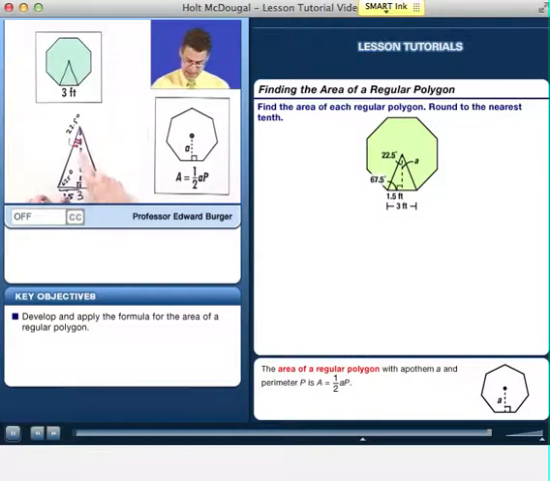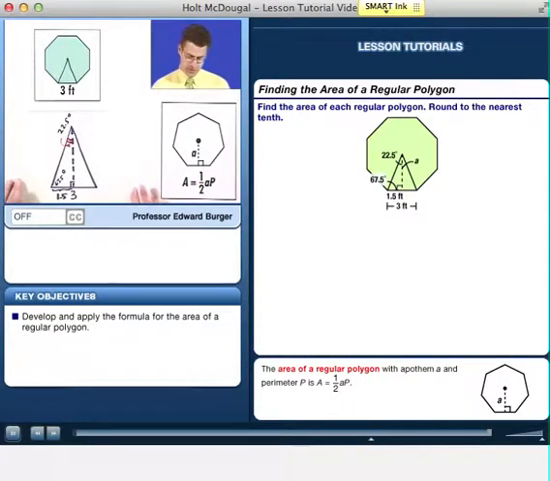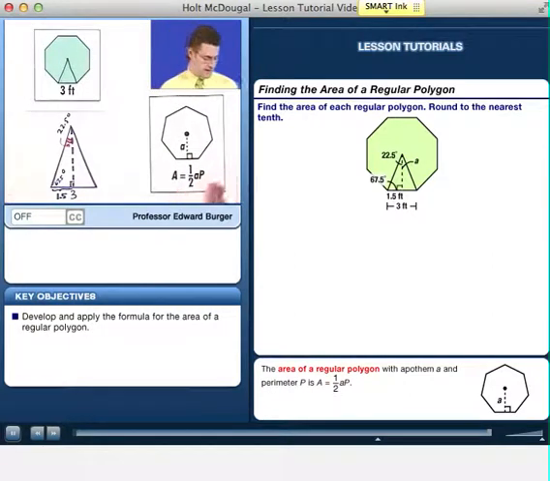I'm after this length. How can I find that length knowing the opposite side and this angle? Well, I can use a trig function. And what trig function should I use? Well, I know this angle, I know opposite, I want adjacent. Sounds like tangent. So see how tangent actually ends up coming into this question about areas? It's all connected, folks. Here we go.